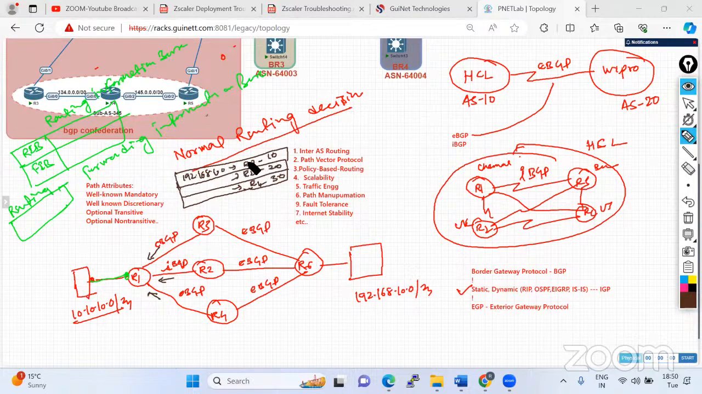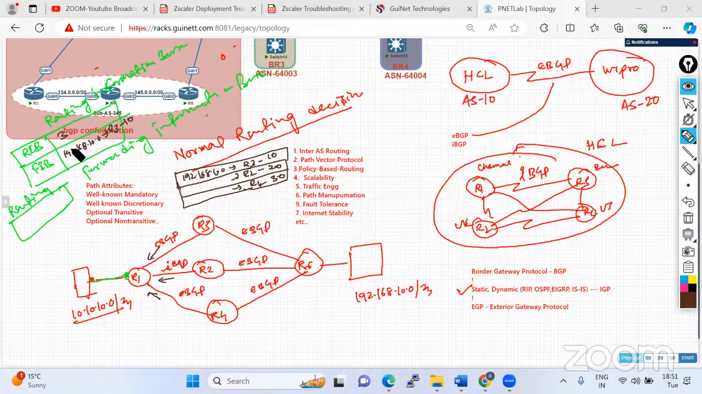So all three routes are going to be installed in the RIB table, but out of the three routes, one route is going to be installed in the FIB table. Which route? The one with the lower AD value. This is going to be installed: 192.168.10.0 via R3, which has an AD of 10. So this route is the one installed in the FIB table.